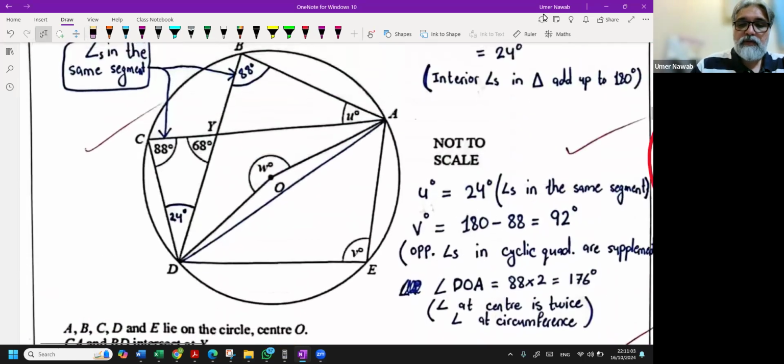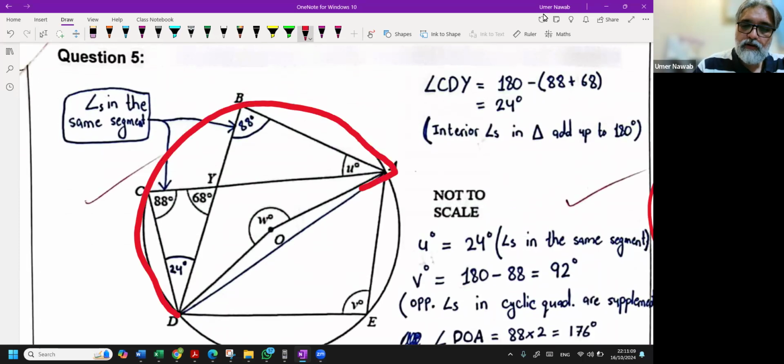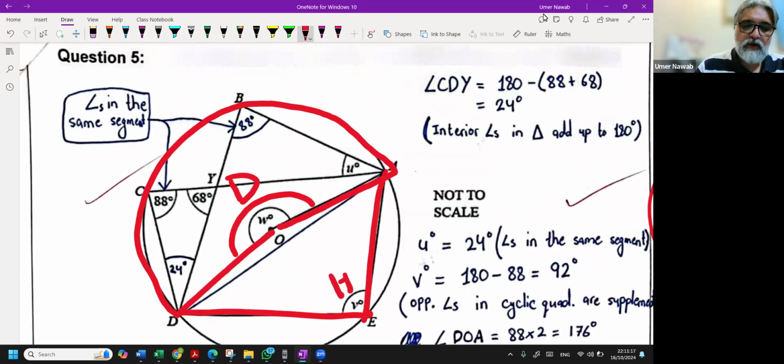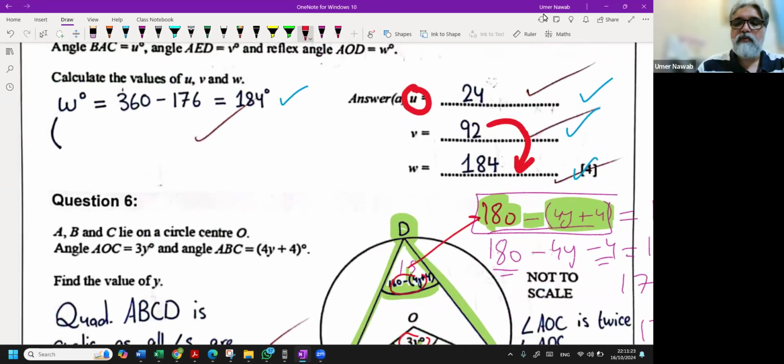W. The W, you can again look, this is your central angle, and this is angle at the circumference. You remember this is always double and this is half. You found V, take the double of that, it will give you. So the double of 92 will give us 184.